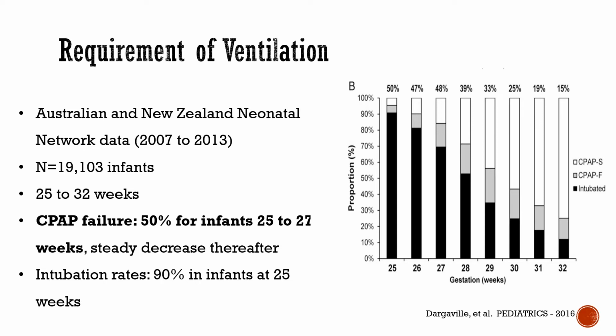Requirement of ventilation gestation-wise. According to the Australian and New Zealand Neonatal Network data involving 19,000 infants from 25 to 32 weeks gestation, they found that the requirement of intubation and mechanical ventilation was up to 90% at 25 weeks gestation, along with a rate of CPAP failure of 50%, which gradually reduced thereafter. With the improving survival of extremely low gestational age neonates with increasing use of antenatal corticosteroids and postnatal surfactant, ventilator-induced lung injury has become an even bigger problem.